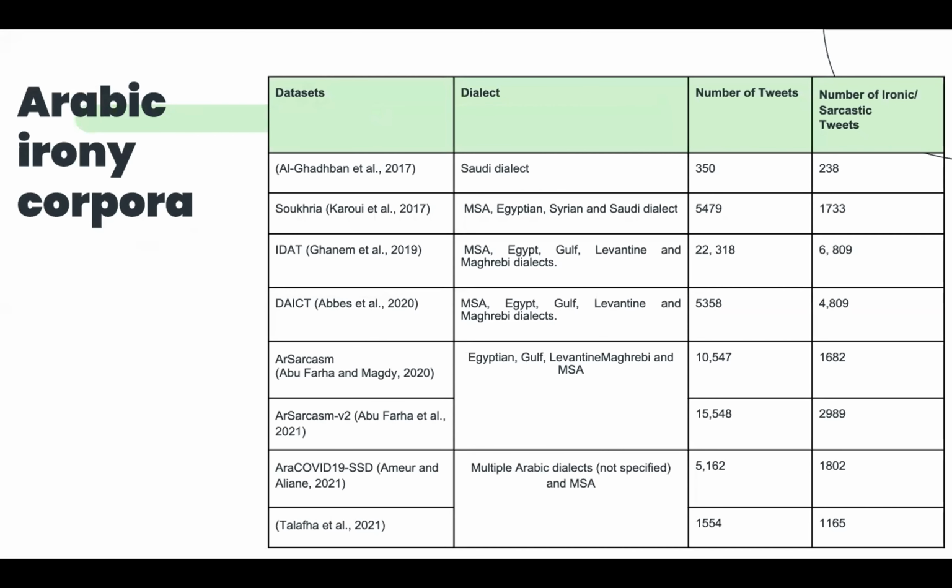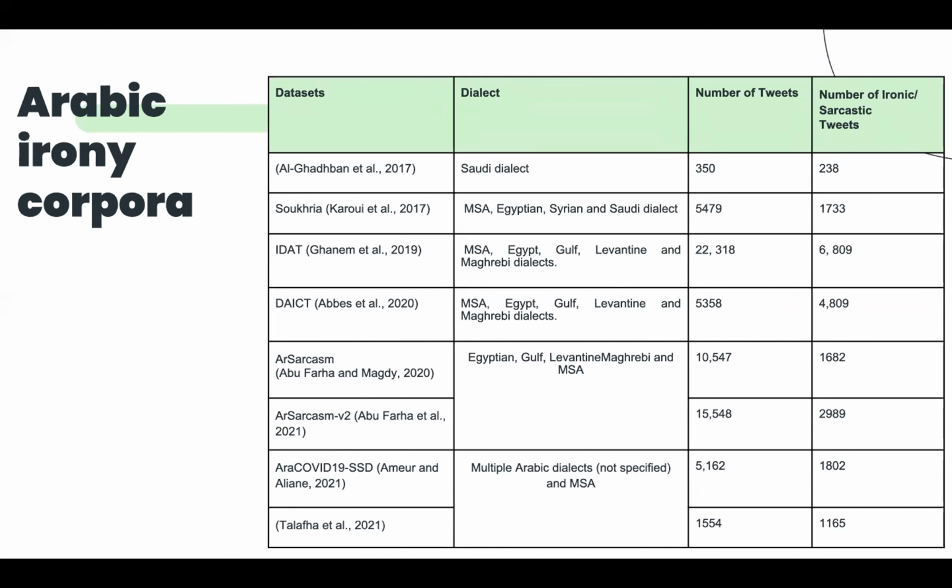First of all, we have checked the available corpora, and the table shown on the screen summarizes the available Arabic irony datasets. So we can see that few dialectal datasets tackled irony and sarcasm detection, especially in the Saudi dialect.